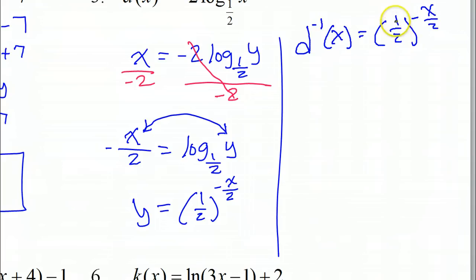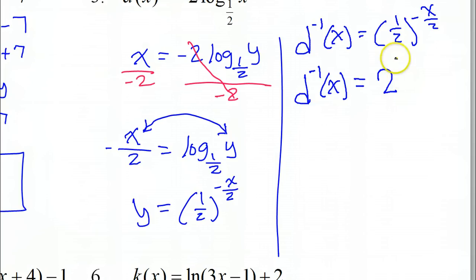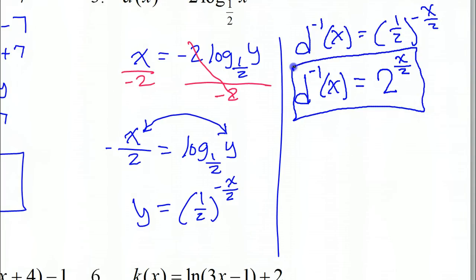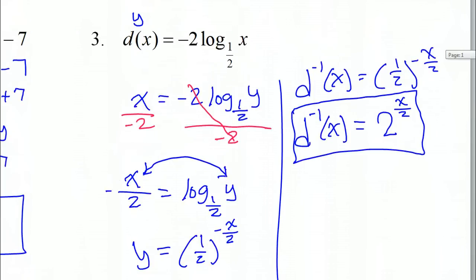What did I tell you to do when you have a fraction and a negative exponent? Hopefully you said reciprocal. So this would be the same thing as 2 to the positive x over 2 power. Now isn't that simpler? So you definitely want to do that. So this is the best answer for number 3.